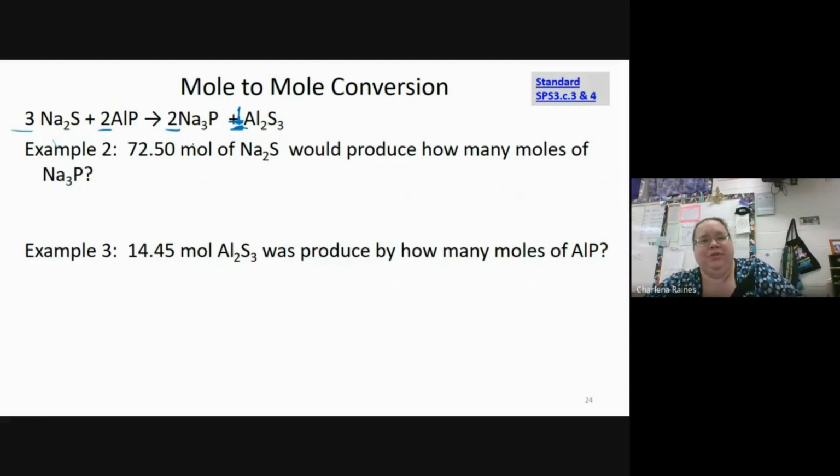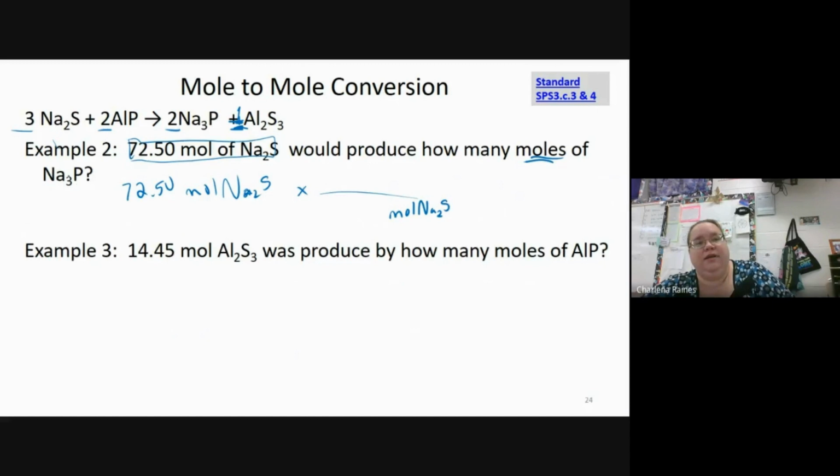So looking at my example number 2, find the number, find the unit. That tells you what you've got to start with. So the first thing I do is I write my given number, its unit, which is moles, and the substance. I multiply by a fraction. What I'm starting with, that same unit and substance, has to go on bottom. Now I'm going to reread the problem and figure out what I'm going to. So it's asking for moles of Na3P. Since I'm asking for moles of sodium phosphide, that means that has to be what I'm going to.